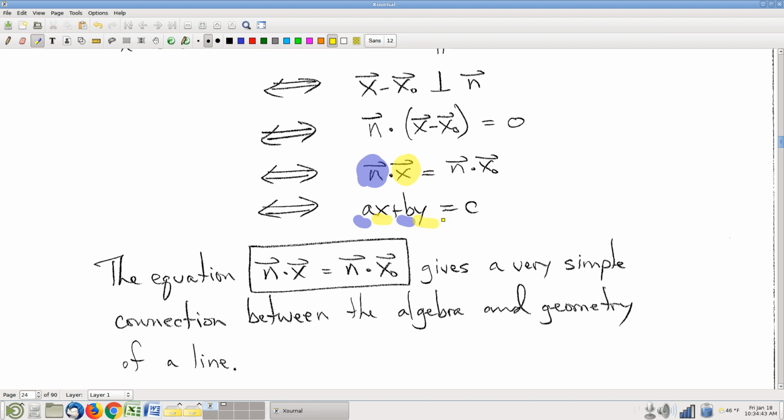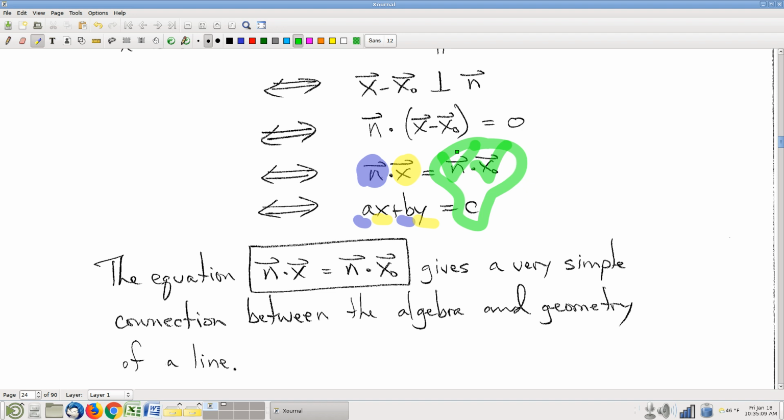And by the way, let's not forget that n was a given, x naught was a given, so that dot product is just some value that I can compute. This value on the right, n dot x naught, is always the same value independent of the point that I'm testing. I'm testing that yellow point x. I don't have to wait for someone to tell me what point they're testing for me to be able to punch up that right-hand side.